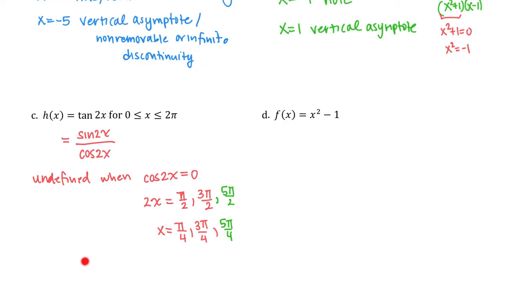So let me keep going to make sure I've gotten all the answers. So I've got pi over 2, 3 pi over 2, 5 pi over 2. Let's try 7 pi over 2. Okay, 7 pi over 2 is higher than 2 pi, but when I divide it by 2, it goes down to 7 pi over 4, which is still within the restriction 0 to 2 pi. Now, what if I kept going? I would have 9 pi over 2. If I divide that by 2, I get 9 pi over 4. 9 pi over 4 is bigger than 2 pi, which means it would not count. So there's 4 vertical asymptotes, and I listed them all.